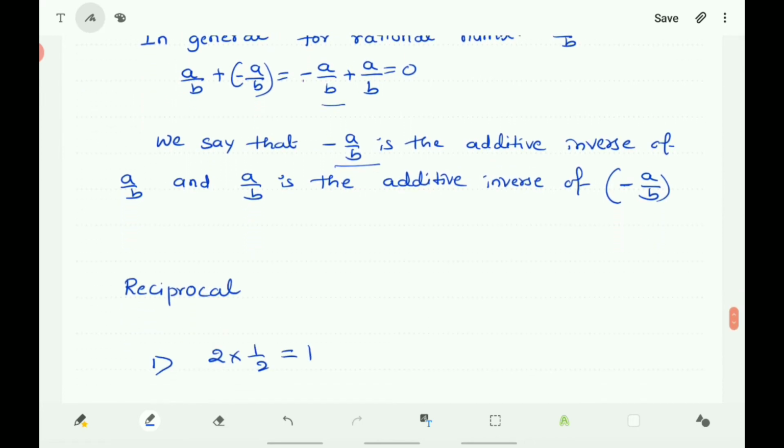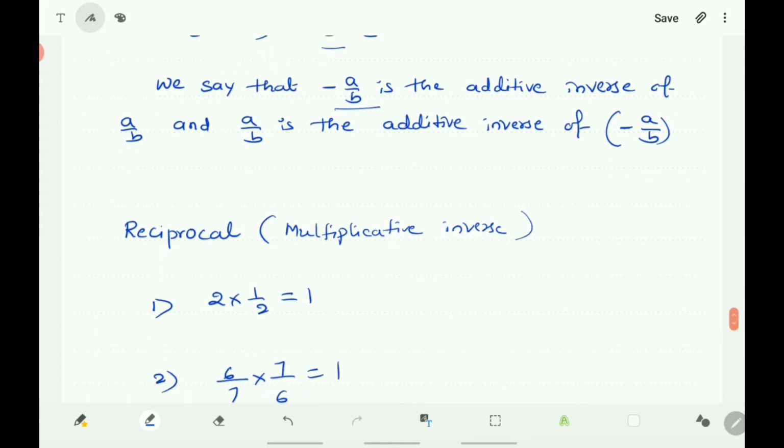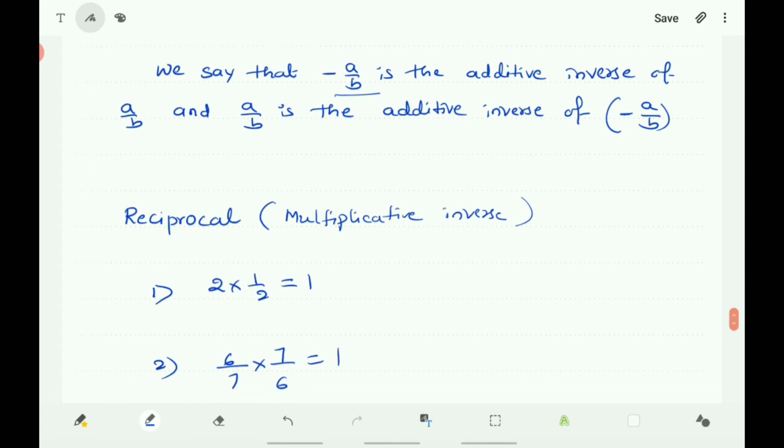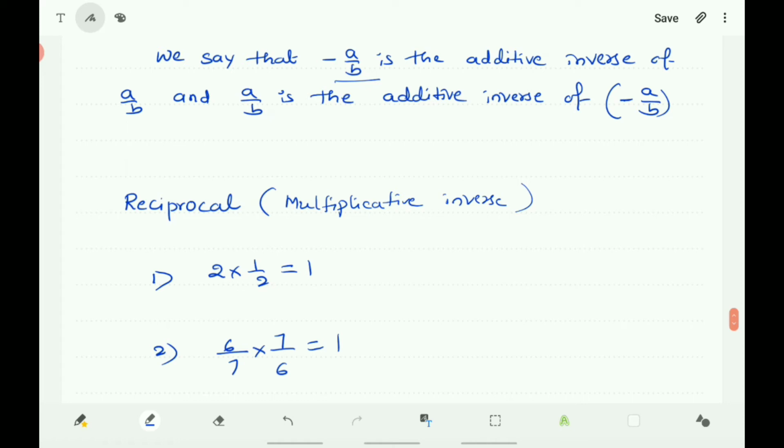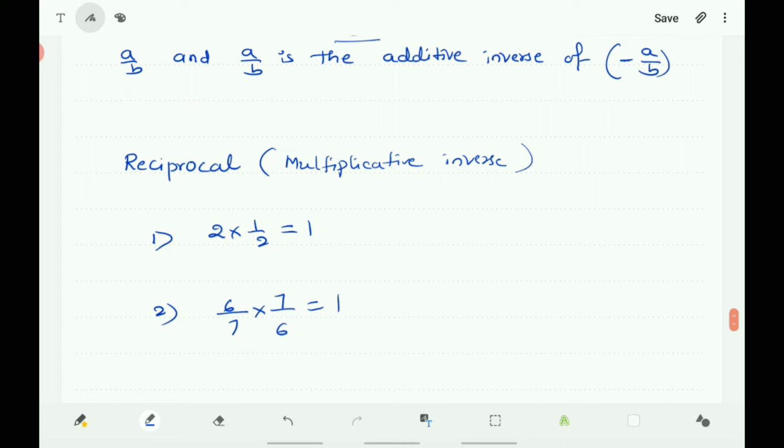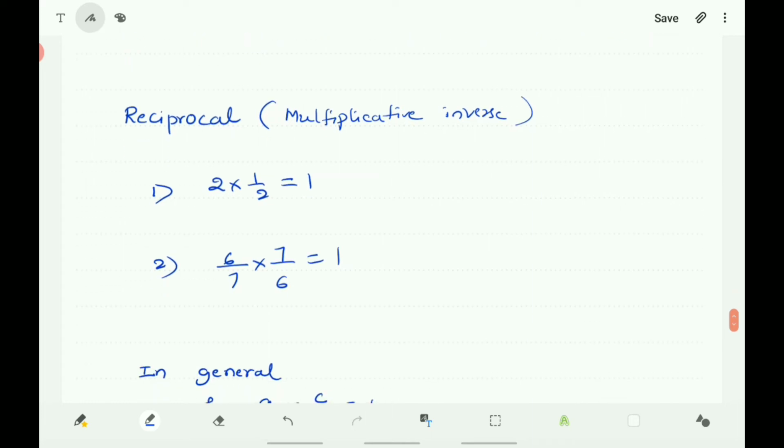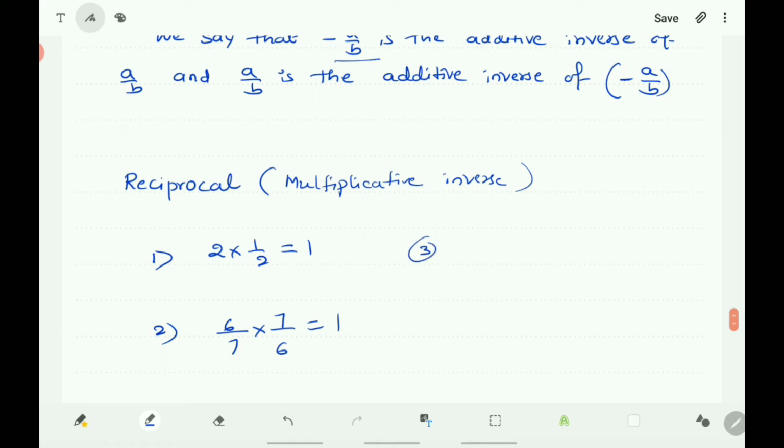Now let us come to the reciprocal or multiplicative inverse. You know, one is the multiplicative identity and the product of which two numbers becomes 1 here. You know that the product of 2 and 1 by 2 is 1. 2 into 1 by 2 is equal to 1. And also 6 by 7 into 7 by 6 is equal to 1. You can take more examples here. That is minus 6 by 5 into 5 by minus 6 also is equal to 1.